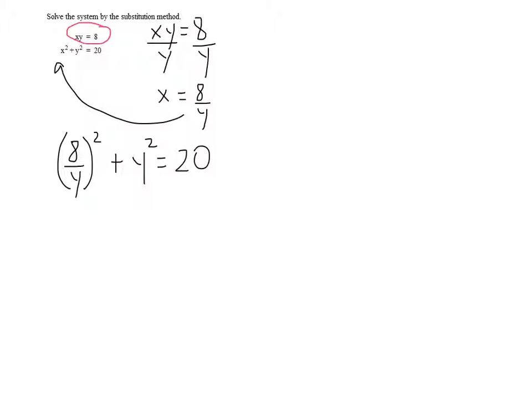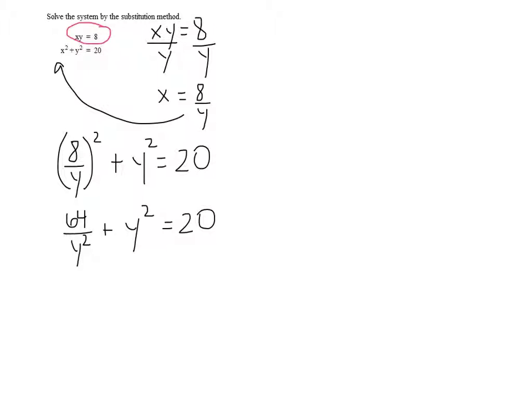So I'm going to go ahead and square. When you square a fraction, you just make sure you square the numerator and the denominator, because it's basically just 8 over y times 8 over y. So you get 64 over y squared plus y squared equals 20. Now this one's a little bit messy because we have this y squared in the bottom of a fraction, and that's not really going to work.